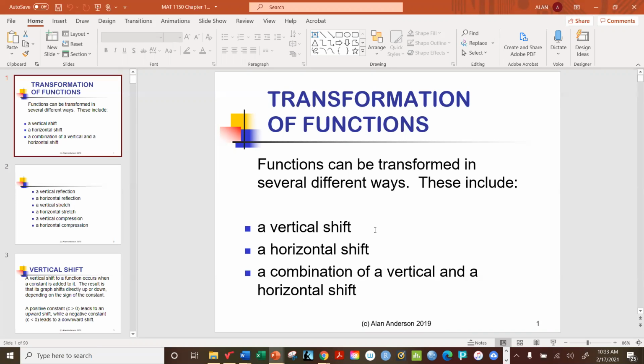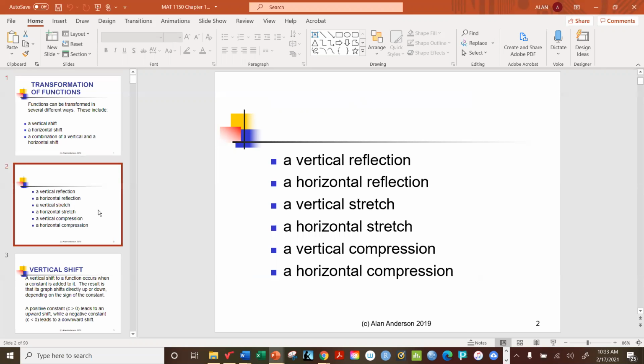So we're going to consider a vertical shift, which means up and down, horizontal, left and right, some combination of both. Reflections, we'll see what that means when we get to that point. Stretches, same thing, and compressions are just the opposite of stretches. Don't worry, we'll see them all as we go along. Why don't we start with the vertical shift, and let's see how this works. You don't have to write all these down. We'll get to them one at a time.